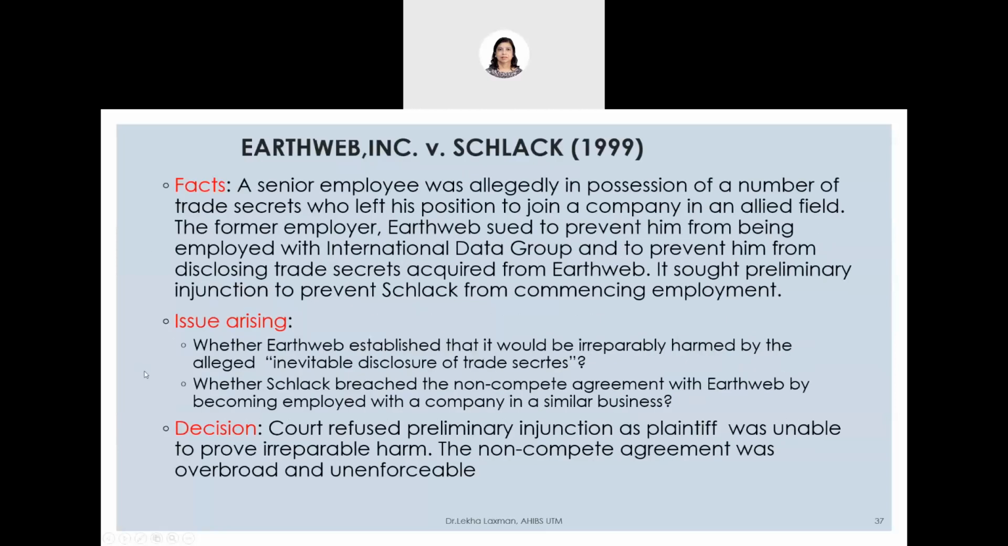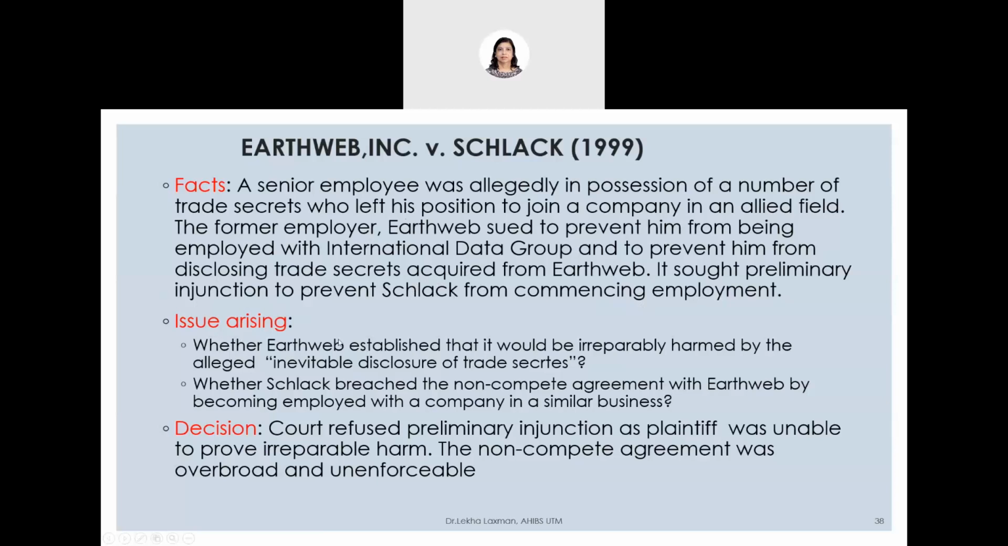Now, if you look at Earthweb Incorporated, in this case, a senior employee was in possession of a number of trade secrets and left his position in the company for an allied field. The former employer, Earthweb, sued to prevent him from being employed with International Data Group and to prevent him from disclosing trade secrets acquired from Earthweb. So what did the employer do? The former employer sought a preliminary injunction to prevent this employee from commencing employment.